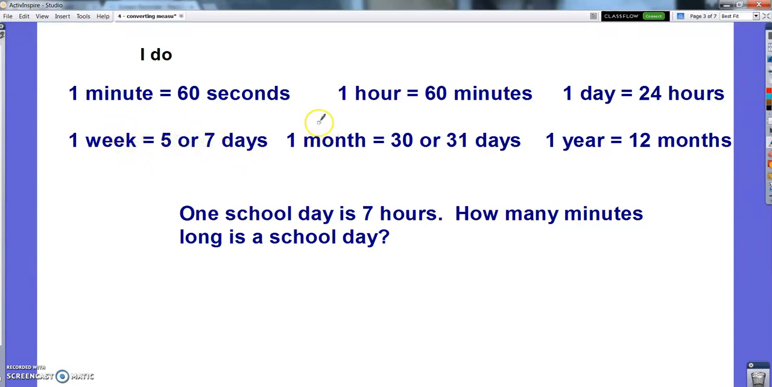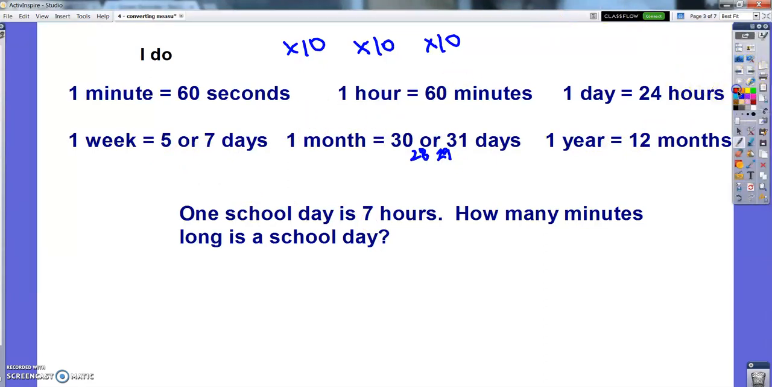A month is either 31 days or 30 days, or sometimes even 28 days, depending on what month you're talking about, or even 29 is possible. And then 1 year is 12 months. So all these conversions, but they're not like the metric system. It's not times 10, times 10, times 10, times 10. We had 60, 24, 12, 30, 5, 7. So they're not quite as simple to do as the metric system ones, but they're not too hard.